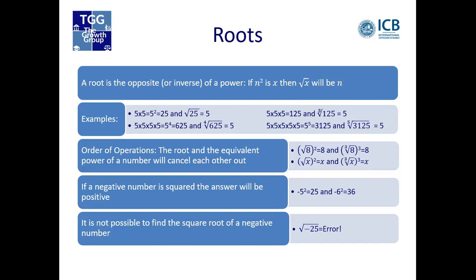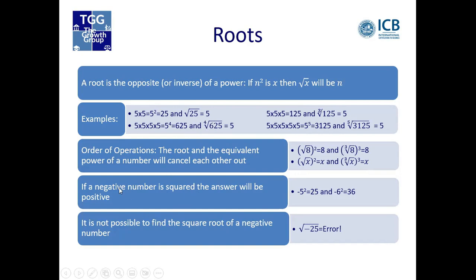Then we have 5 times 5 times 5 times 5. Now there are 4 5s multiplied by itself, and we can write that as 5 to the power 4, which is 625, and so therefore the root to the 4th power of 625 will be 5. And so we can go on. There I've done it to the power of 5, and you can continue. The idea really is that these two are the inverse of each other.